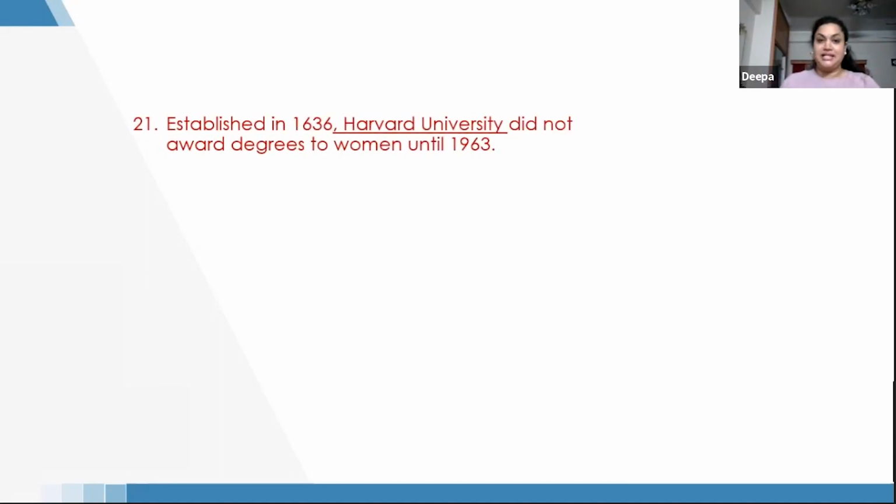Established in 1636, Harvard University did not award degrees to women until 1963. 300 years almost. Okay, so here we have to understand that we don't require any comma after Harvard University, because it does not stop there. And we have actually put the subject here. Now this is basically a modifier placement question that requires modifier placement rules. We have talked about established in 1636. What was established in 1636? Harvard University. So this is a perfect sentence, a complex sentence, and therefore no change should be the right option.